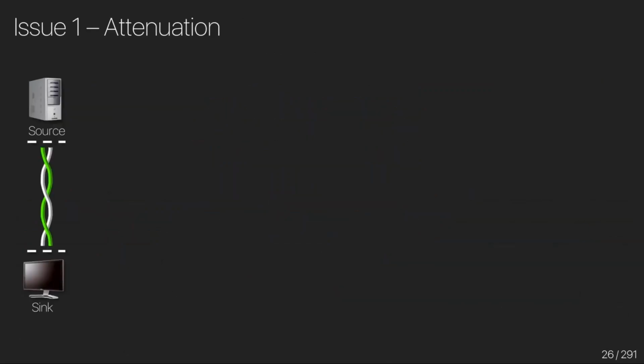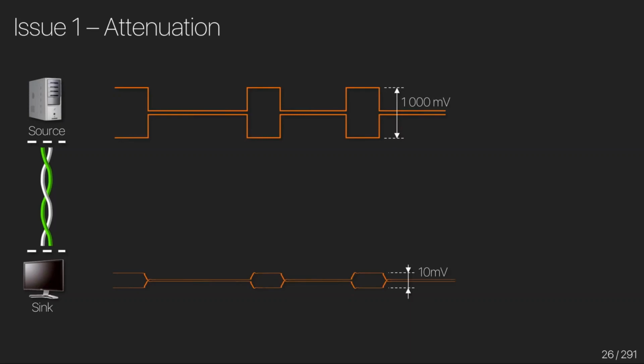So the first problem is attenuation. The wires are made of copper, which is not a perfect conductor, so it has resistance and capacitance. The DVI standard defines a 1 volt total amplitude, and if we send this through a cable, at the other side we will have a much lower amplitude. With Lightware devices, some of our input ports have 40 dB attenuation, which is 1 to 100. So even with this 10 millivolt amplitude, we would be able to recover the original signal.